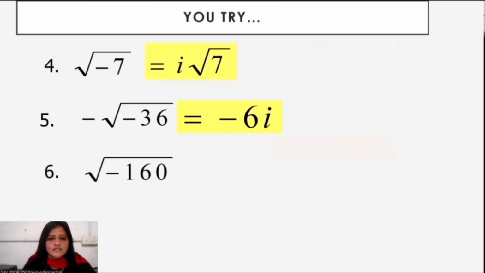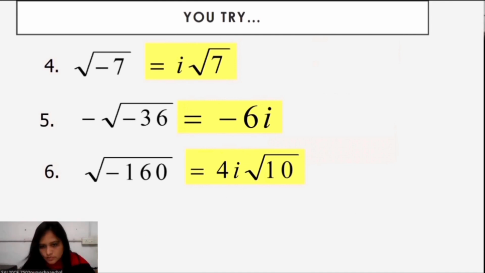Similarly, we can write like this. Here, square root of 36 is 6, so we can write it as minus 6i. Here, square root of 16 is 4, and 160 is 16 into 10, so we have 4i root 10.